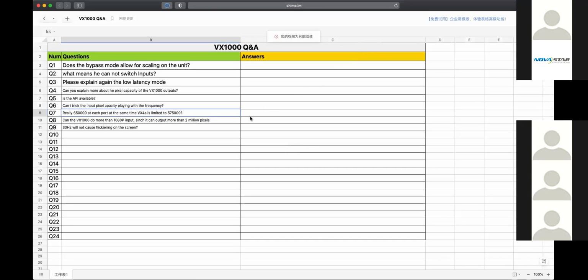I'm not sure whether I get it clearly, but all of the ports, in all different controllers, can take up to 650,000 pixels. The limitation in the VX4S is caused by the total loaded capacity of 2.3 megapixels.